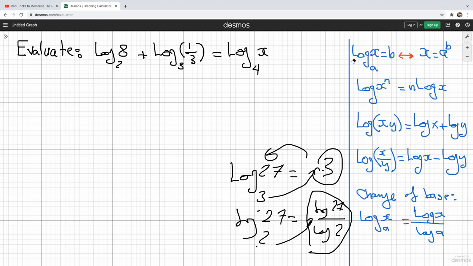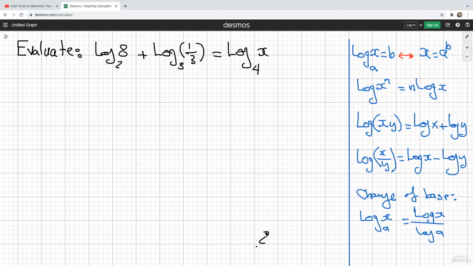Okay, now let's go to the question that I asked up there, to solve for x or evaluate. With this question right here, log base 2 of 8, right away you know that's 3, because what it's asking is 2 raised to the power of what is 8. So that's obviously 3. Let me just write that down here, plus log base 3 of 1/3. Maybe I'll just manipulate this a little bit. So I'll change that to log base 3 of 3 to the negative 1 equals log base 4 of x.